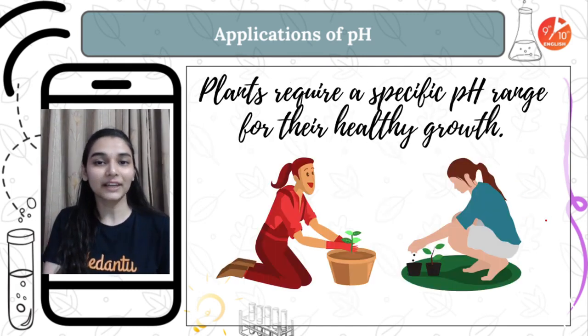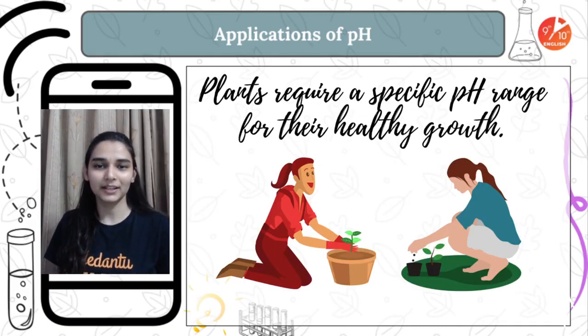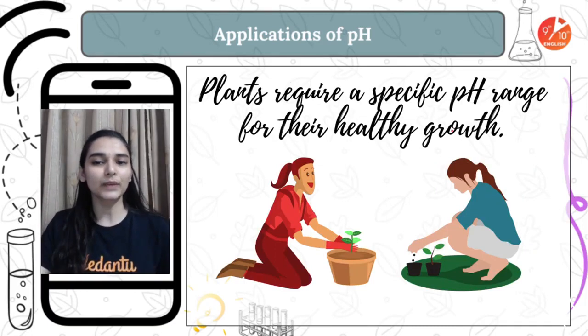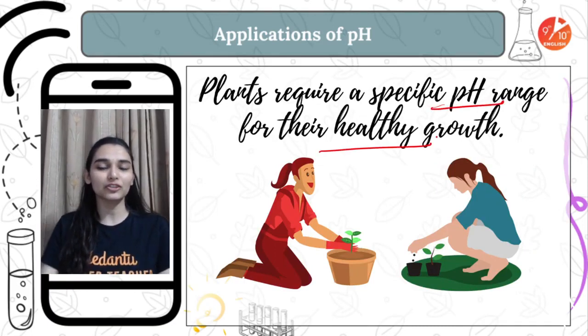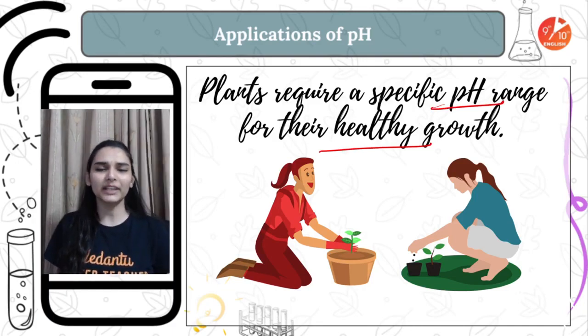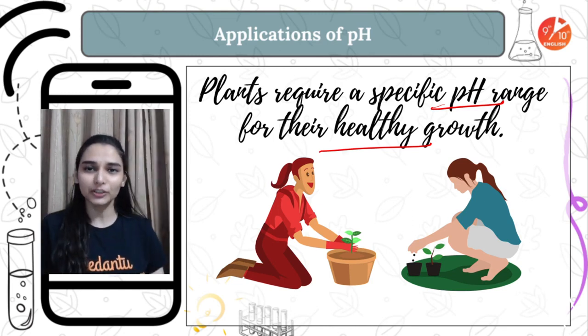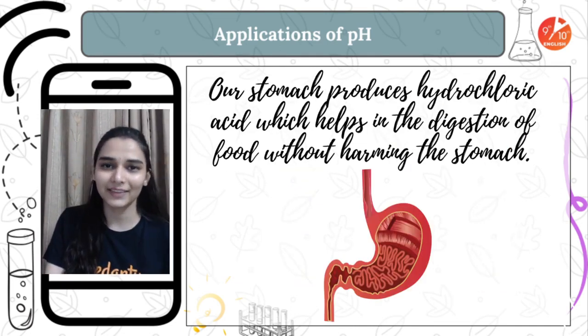That is why you feel very uncomfortable when acidity increases in the stomach, right? And this I have told you, plants also require a specific pH range for healthy growth, that is slightly acidic. You can say pH 6 to 7, so ideally crops can grow there, but not less than that. Okay.